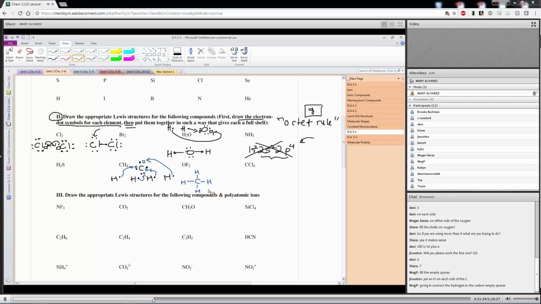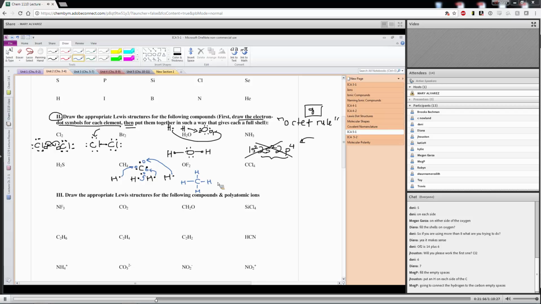Okay, so now carbon feels like it has 8. You can count 8 there in those 4 single bonds. That's a full shell. And each hydrogen feels like it has 2. That's how many it sees. That's a full shell for hydrogen. That's the level 1 shell.